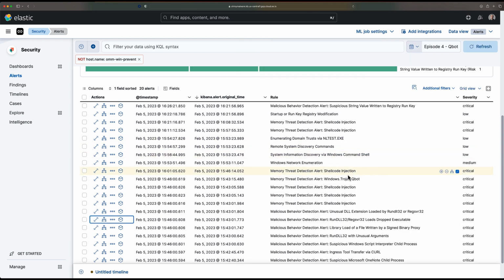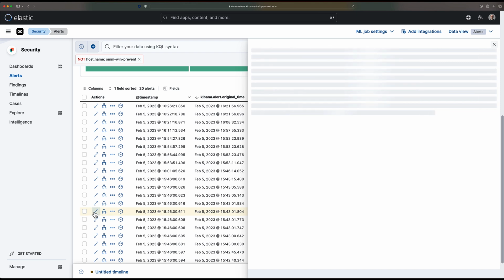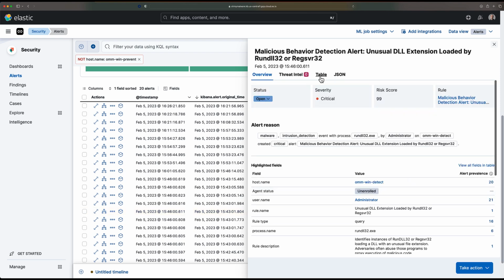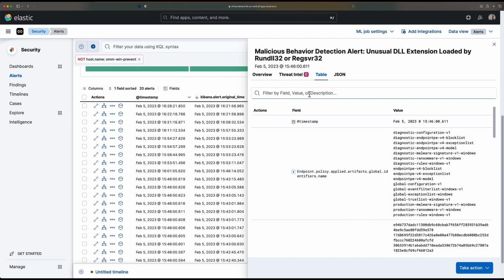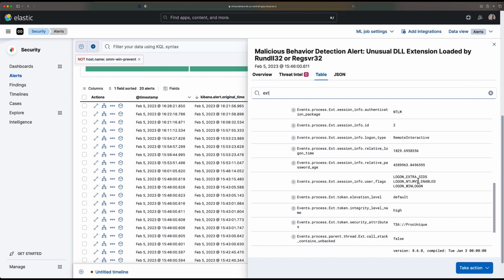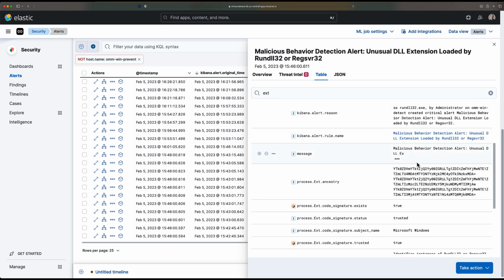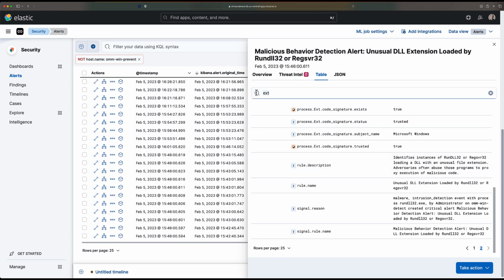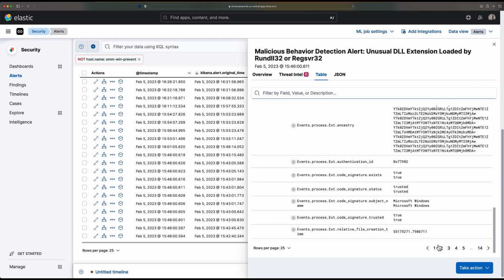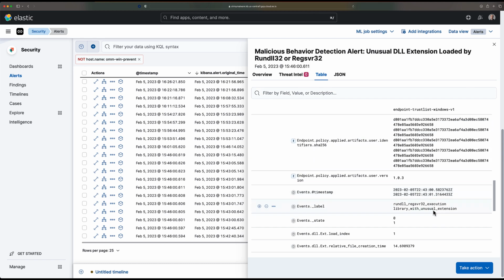And then we have yet another behavior detection alert, which is unusual DLL extension loaded by rundll32. And again, we can pretty much know why this triggered, right? PNG is not a DLL extension, even though it is a DLL. We always include, of course, the original file name. So if we look here, so we can see, I'm filtering for the wrong stuff. Ignore me.